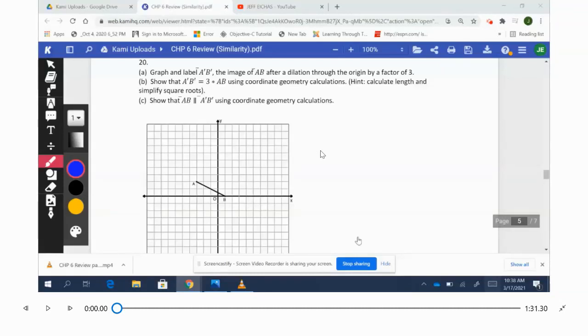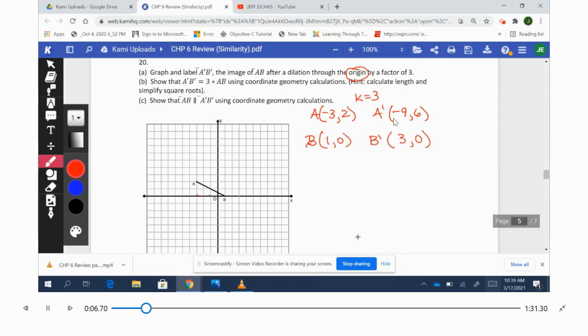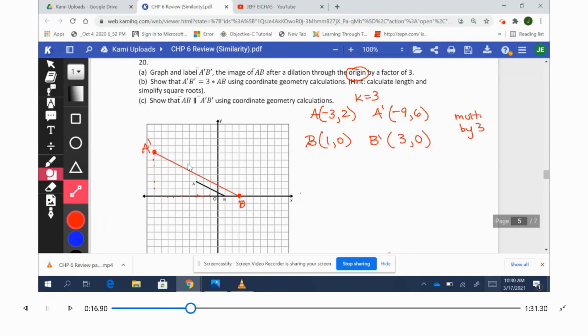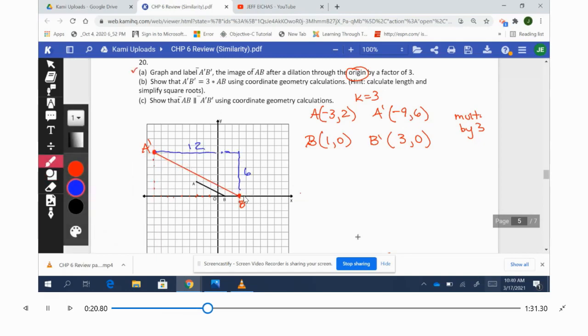Page 5 of the Chapter 6 review. So we've got this graphing. We're going to graph and label A prime, B prime. Now, since the center is the origin, we can just multiply the coordinates. There's no shift. We can just multiply and place them. So those are the new coordinates, and we just graph them. Should be 3 times as big and further away.